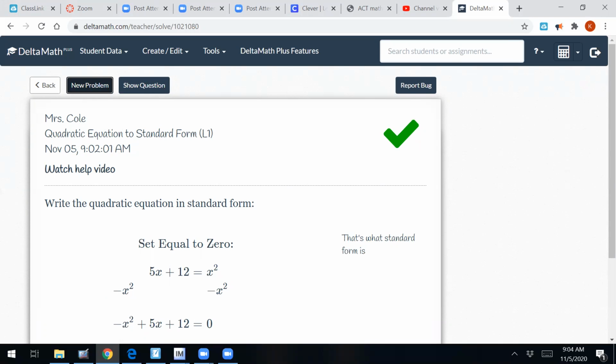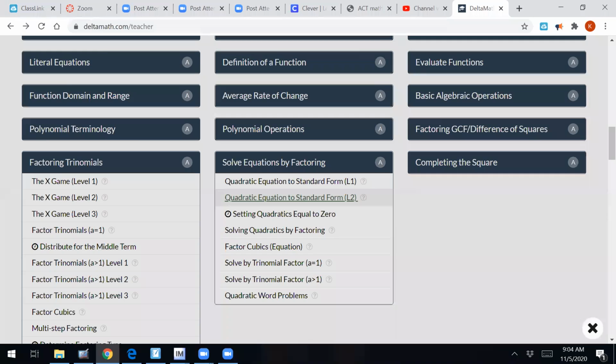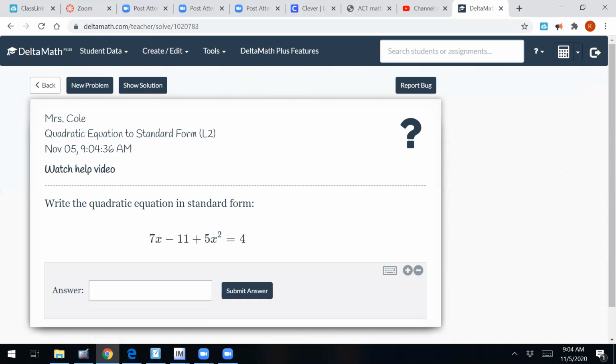Then I think the next set was just a little bit more challenging. Same thing, we're doing the same thing. It's just a little uglier. Okay, so write that one down.